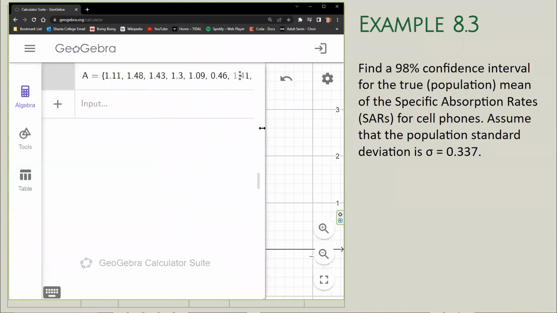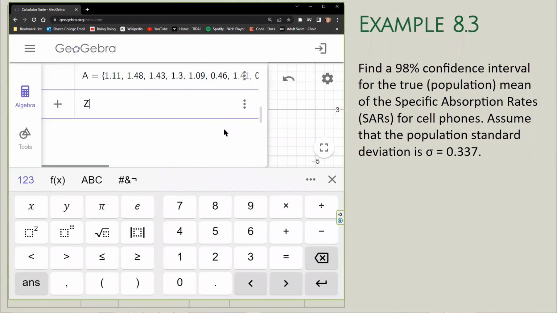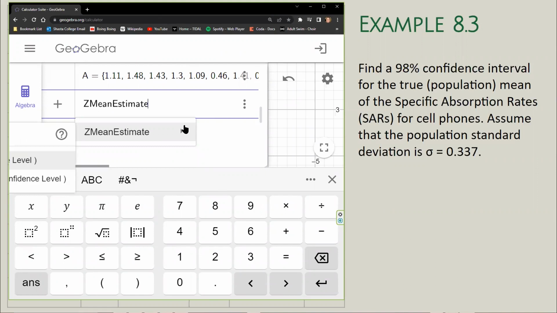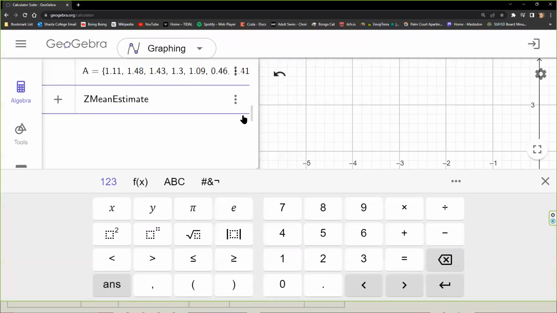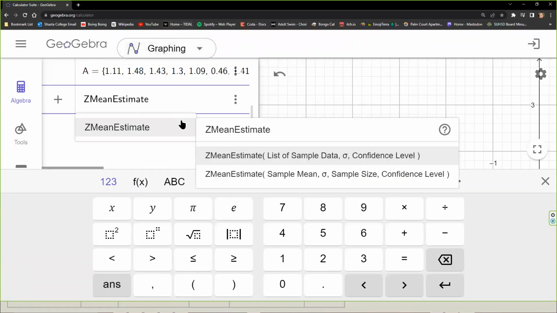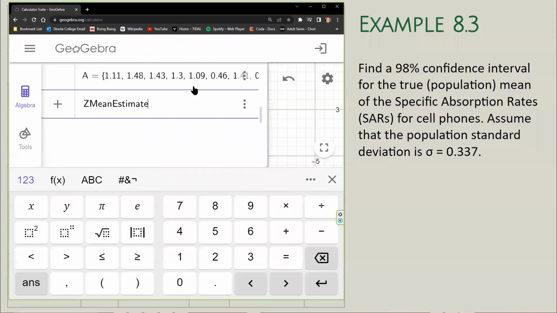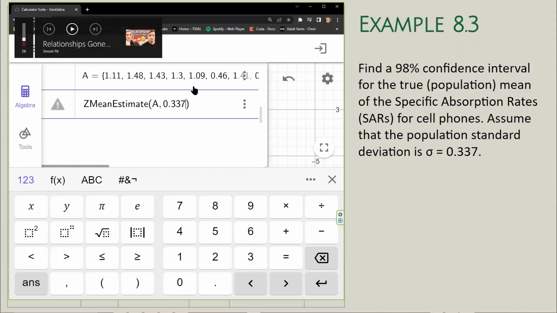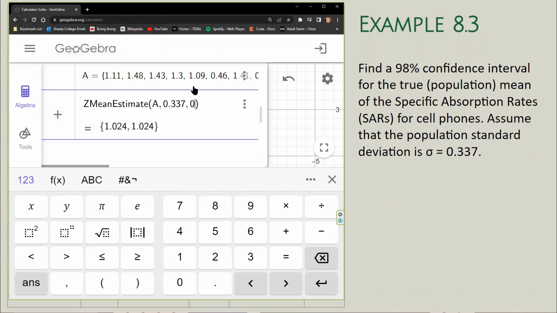So we know that we want ZMeanEstimate. And you'll notice when I start typing, it pops up. And let me make this full screen so we can see. There we go. It wants list of sample data, population standard deviation, and confidence level. So list name, standard deviation, confidence level. So we know that our list name is A. We know that our population standard deviation is 0.337, and we know that our confidence level is 0.98.